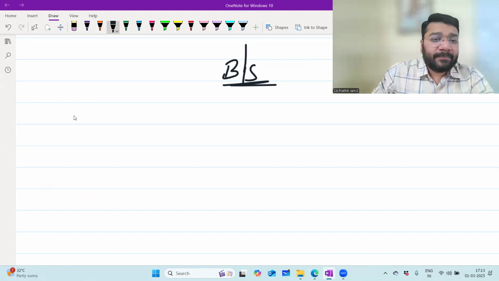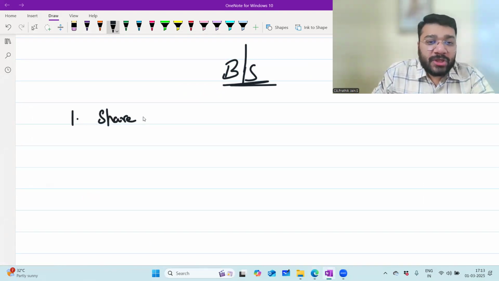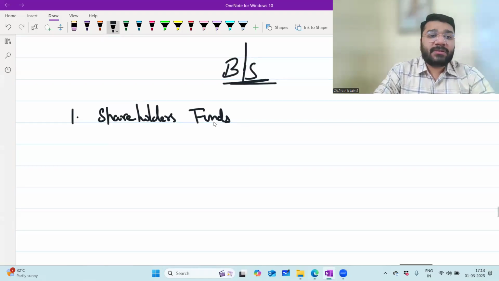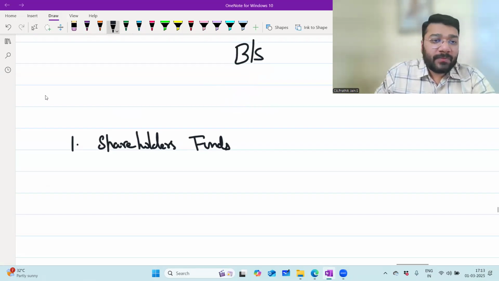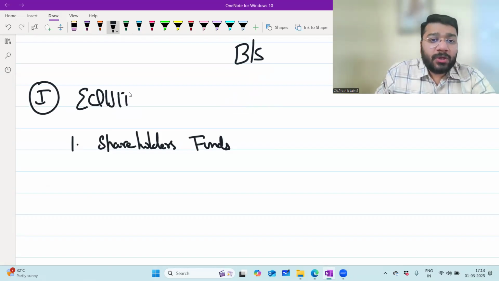Four categories. First one being? Yes, shareholders funds. This is the main heading, equity and liabilities.